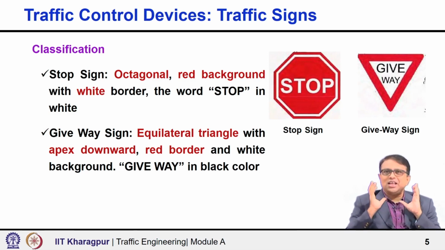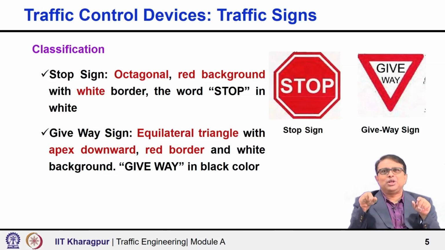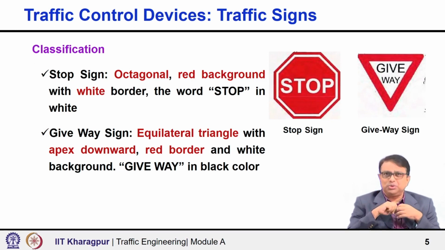Understand that the shape itself has to be proper. You cannot take a rectangular board and write the word stop, because it is not acceptable, because a rectangular board is for informatory signs. You will see it later. So, every sign has to be as per the specification and as given in the Indian Roads Congress guideline. So, give way sign is an equilateral triangle with apex downward, red border, white background, and the word give way written in black color, exactly as I have shown.